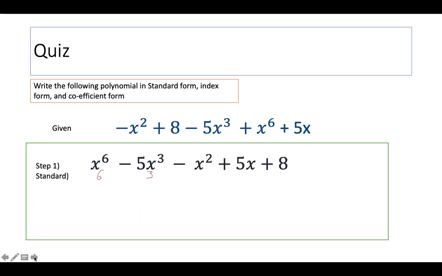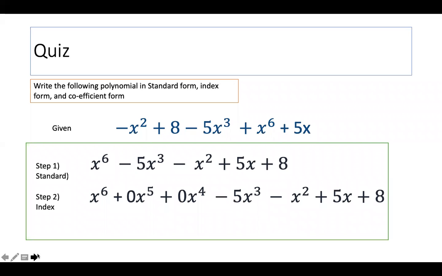Okay. And here, there's a degree 2, there's a degree 1, and there's a degree 0. So here no degrees are missing. You can make something as rough work if you want. So here is the index form. x raised to 6 plus 0 into x raised to 5 plus 0 into x raised to 4. Then observe the signs are taken as they are, and the rest of the polynomial is written as it is.